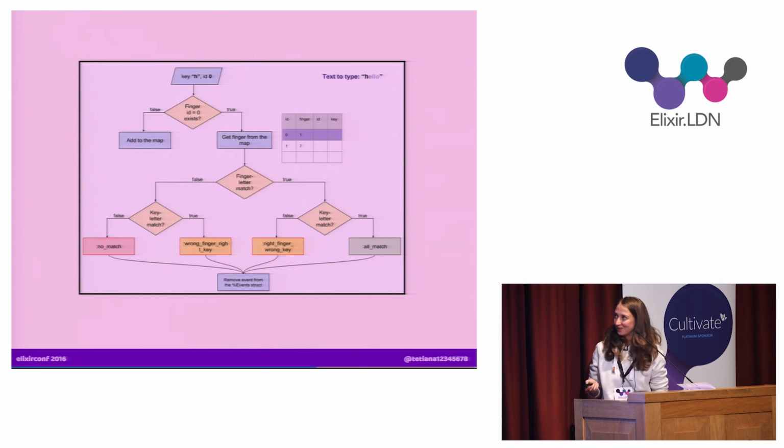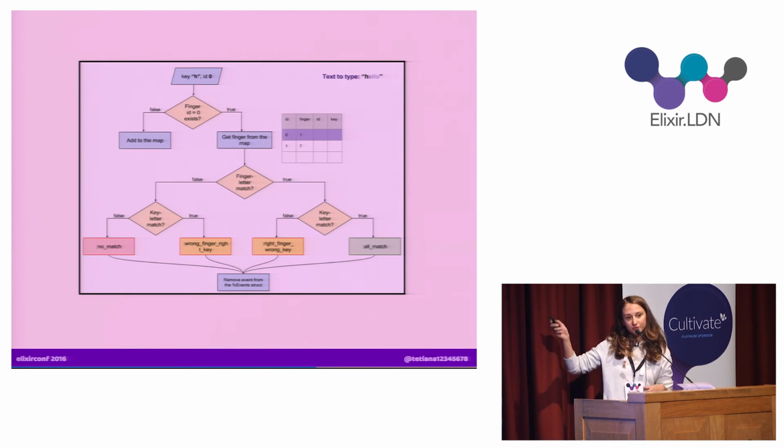It's not the easiest thing to walk through, but I'll try to do my best to explain. So we are picking up the finger from the map, and then we are going to say if this finger matches the letter we're supposed to be pressing. Okay, if yes, then we still do the next match. We just remember the result of it. Does the key match the current letter? Okay, let's remember the result.